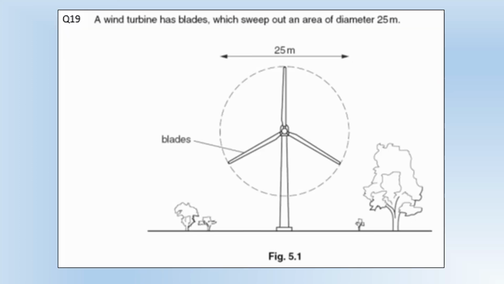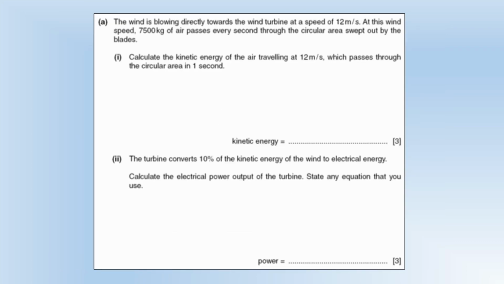Okay, so a wind turbine has blades which sweep out an area of diameter 25 meters. The wind is blowing directly towards the wind turbine at a speed of 12 meters per second. At this wind speed, 7,500 kilograms of air passes through the area every second. Calculate the kinetic energy of air traveling at 12 meters per second passing through the circular area in 1 second. So, then to get the kinetic energy per second, we'll multiply the mass per second by the speed. That gives us 5.4 times 10 to the 5 joules.